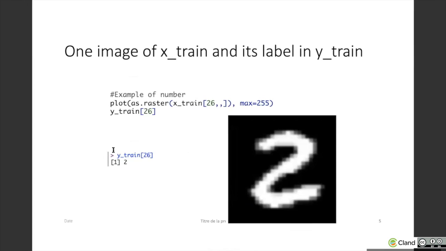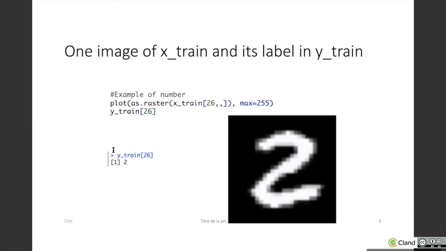I give an example of an image. This is an image of a 2. So it is an image of a 2 written by hand, but it was digitized after that. And the label of this image is 2, okay? So your eyes see that it is a number 2, but here what we want to do is to make the computer learn that this kind of image corresponds to a number 2. And the same for images representing 3, 4, 5, etc.